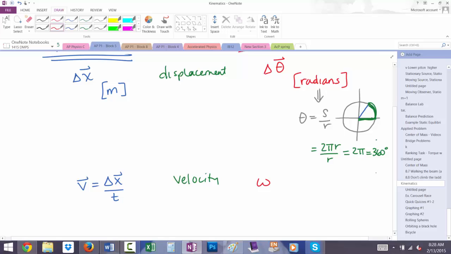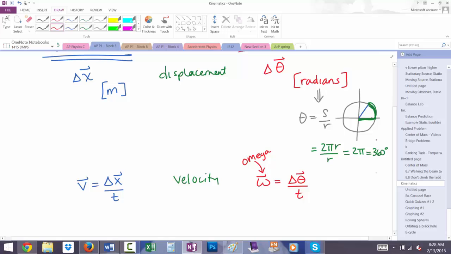So if you need to label it, that's totally fine. Omega in Roman letters is spelled O-M-E-G-A, if you need to remember how to say it. Okay? And just like the translational cousin, it's going to be displacement over time. So omega is delta theta over t. It's the same thing. Does that make sense?